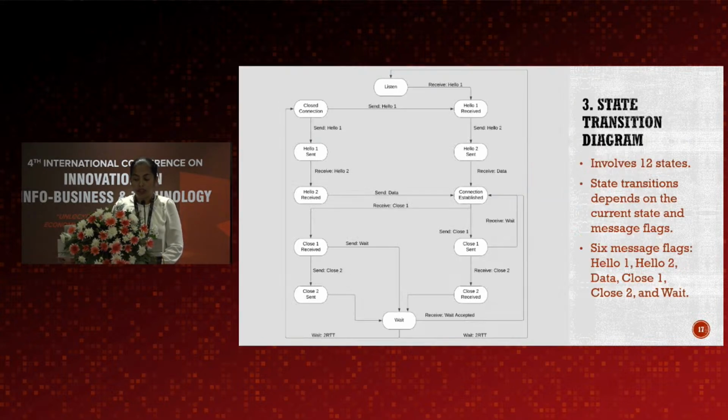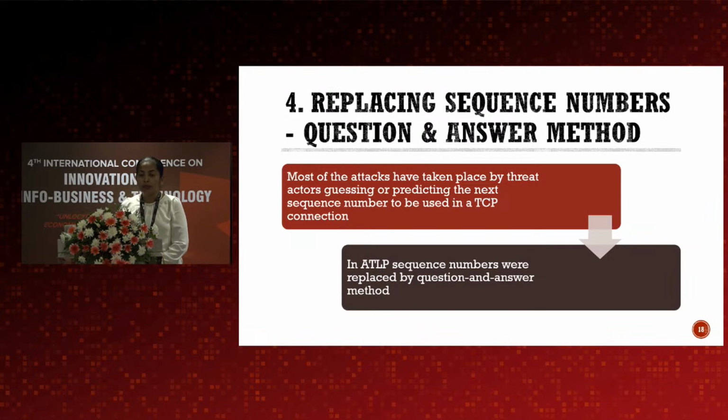This is the state transition diagram for ATLP. It has 12 states. State transitions depend on the current state and the message flags. There are 6 message flags: hello 1, hello 2, data, close 1, close 2, and wait. The main difference between ATLP and TCP is that ATLP is replacing sequence numbers used in TCP. Most of the attacks take place because of the sequence numbers used in TCP, because threat actors can predict or guess TCP's sequence number. So rather than using sequence numbers, we are using the question and answer method, so we can eliminate that threat.